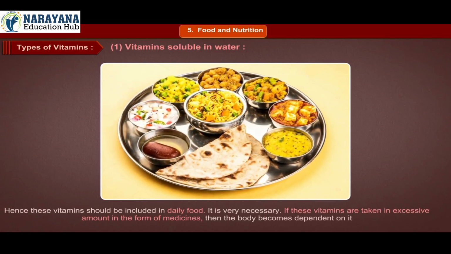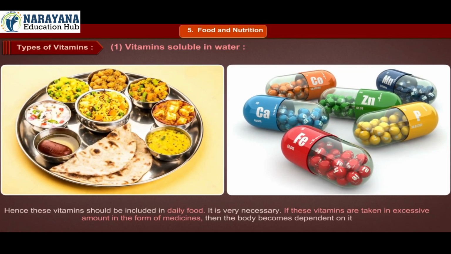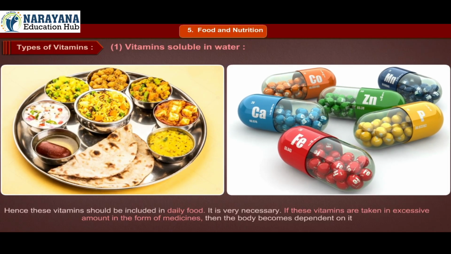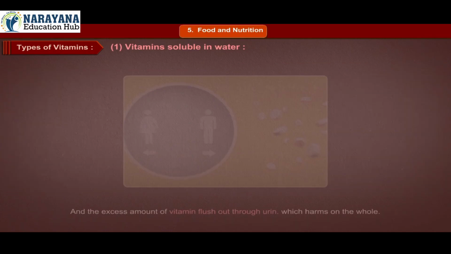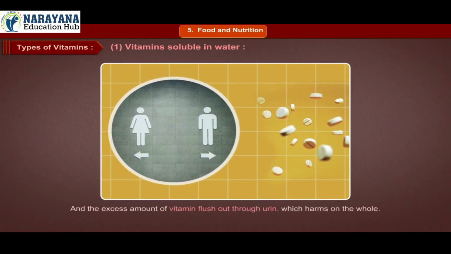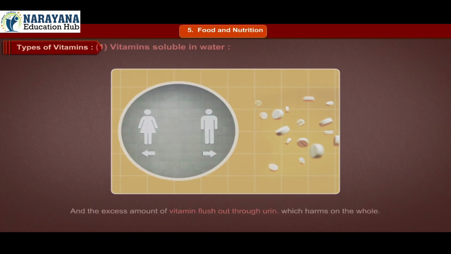It is very necessary. If these vitamins are taken in excessive amount in the form of medicines, then the body becomes dependent on it, and the excess amount of vitamin flushes out through urine, which harms on the whole.